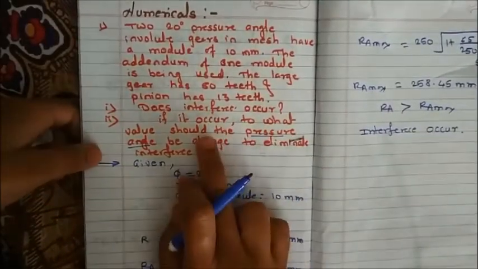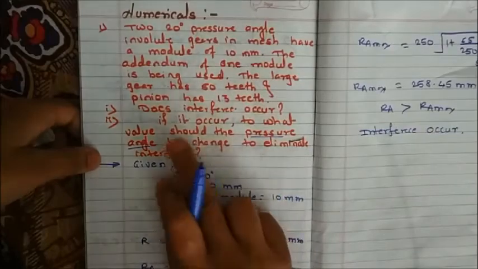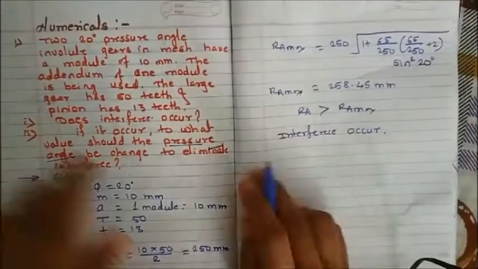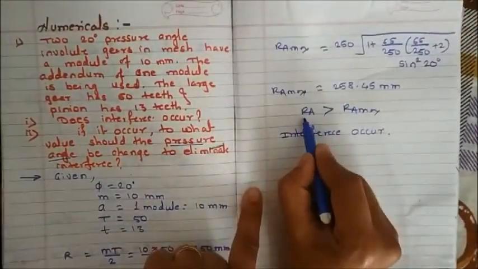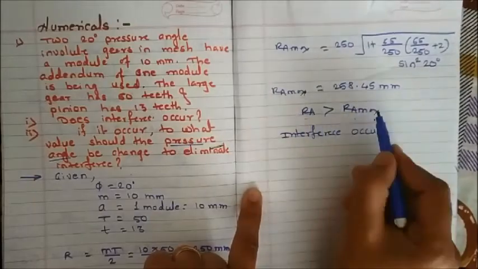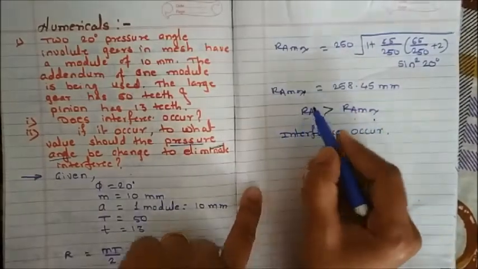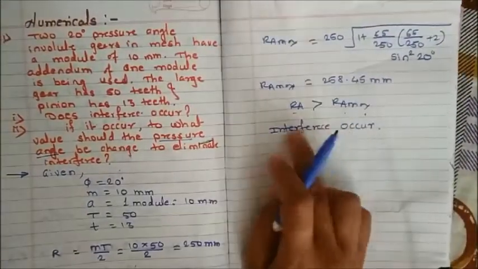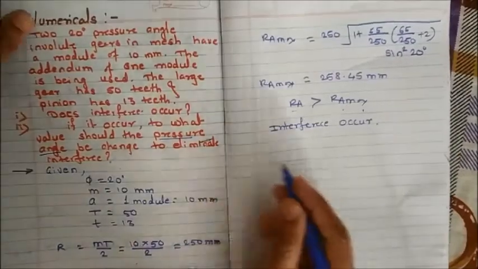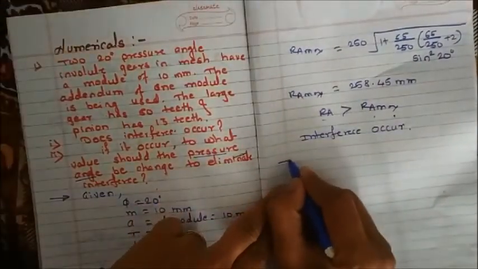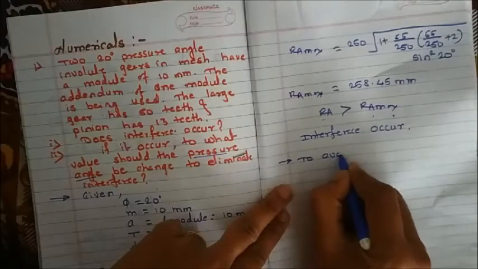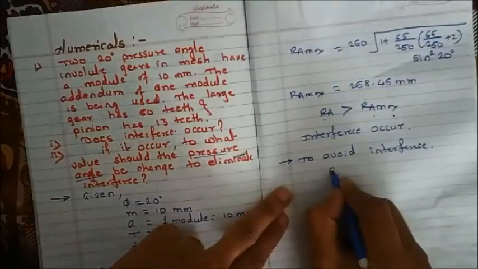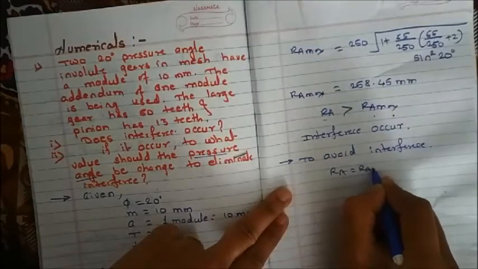Secondly, what they ask: if there is interference, then to what value should the pressure angle be changed in order to avoid the interference? We can avoid the interference if RA is equal to RA max, meaning when we increase this RA max and find the pressure angle, we get the value of pressure angle needed to avoid the interference. So to avoid interference, the condition is RA is equal to RA max.